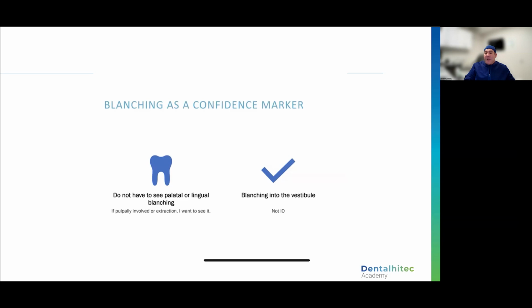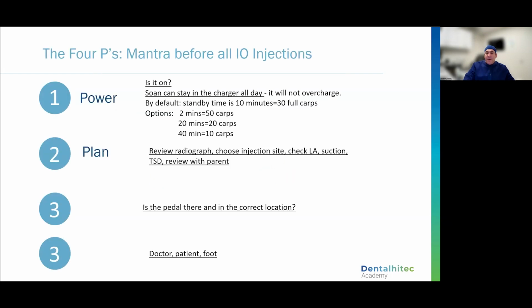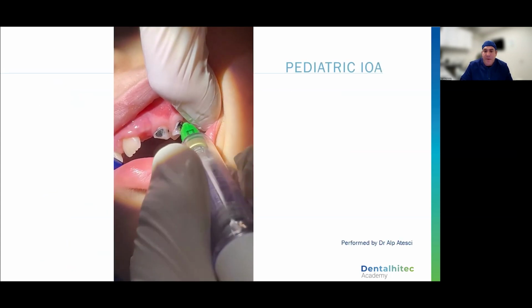Now, if you have blanching on both sides of the gingiva immediately, please know that you probably were not giving an intraosseous anesthetic. You were likely just passing through the papilla. So you're going to see that blanching, but it's going to be a little delayed, right? And again, power, plan, pedal, and position. Think about taking a photo of this and just going through. I literally do this mantra every single time before an injection.